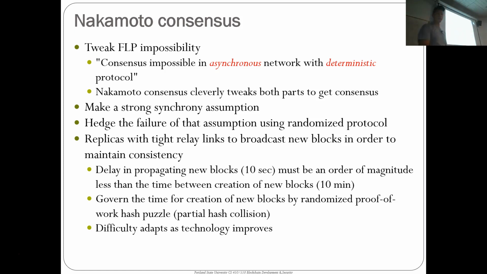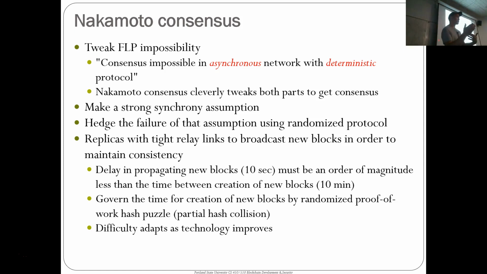That's the first assumption. So in this case, the delay in propagating new blocks into your state should be more than an order of magnitude smaller than the creation of new blocks. And in this case, the delay of propagating blocks is around 10 seconds. So this was engineered this way. I'm going to assume a propagation delay of 10 seconds, and I'm also going to assume that adding new blocks will take 10 minutes.